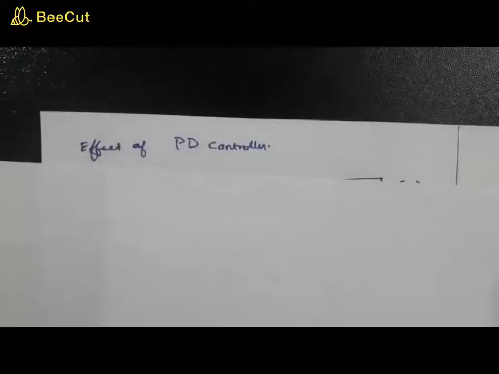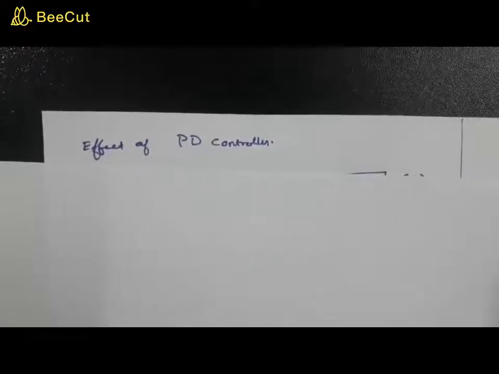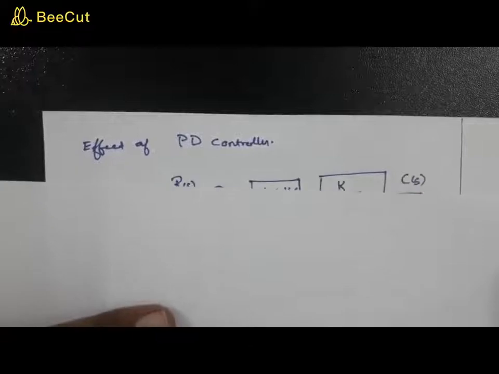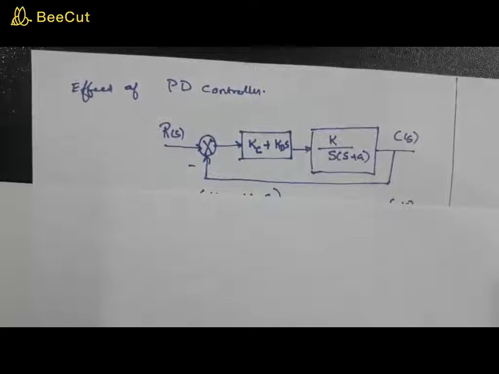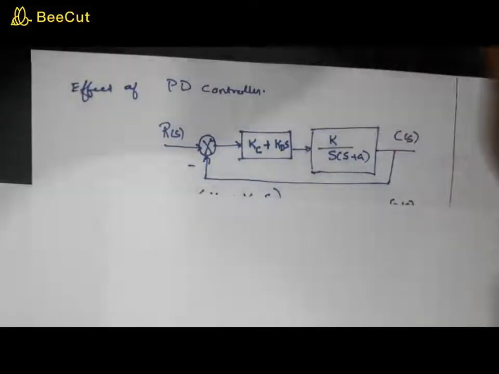Now let us study the effect of this PD controller by considering an example. So here is a block diagram for you. This one represents a plant.